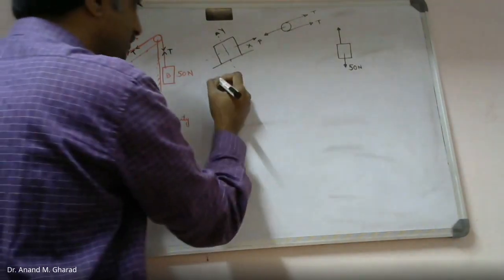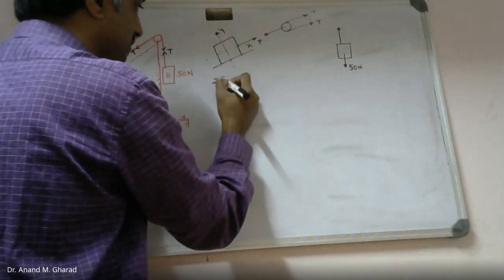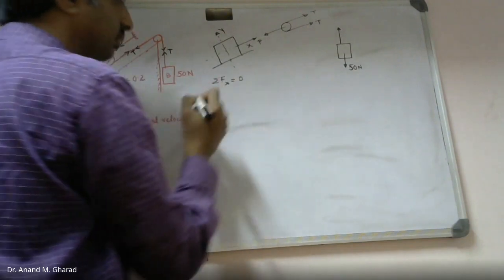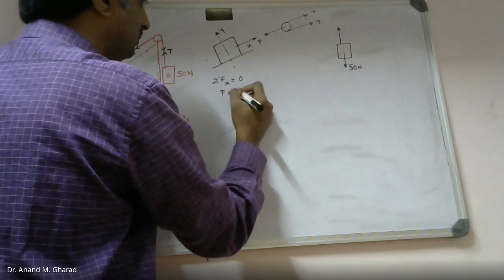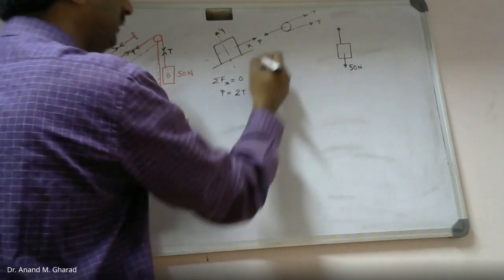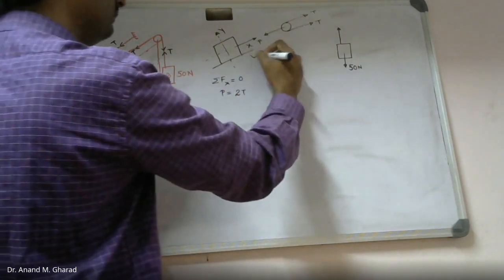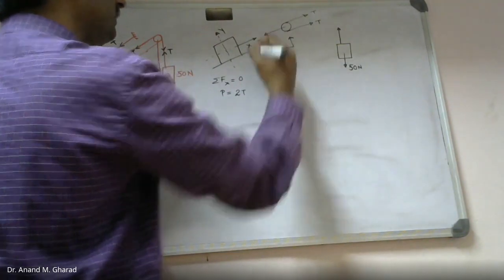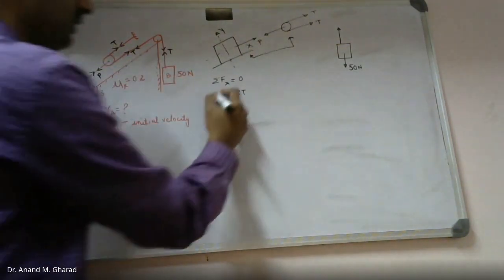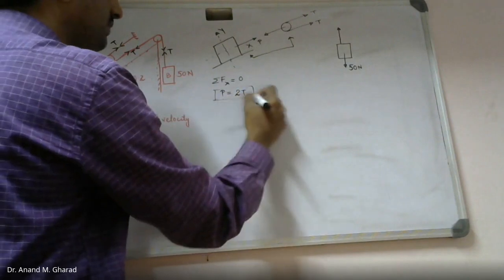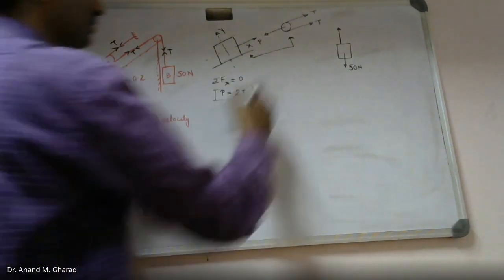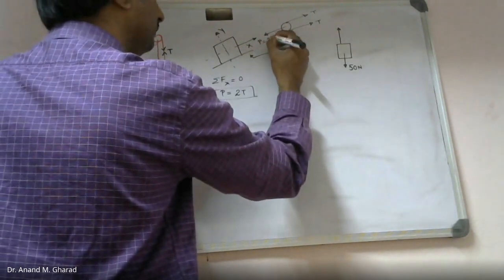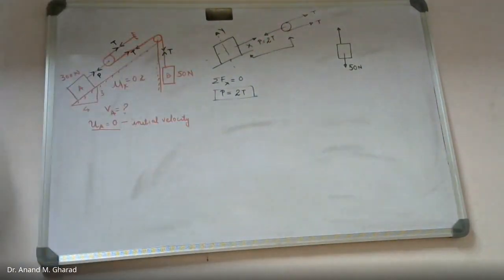And because of which, if I say summation of forces in x direction equal to 0, in that case what you will say? P is equal to 2 times T, am I right? From this, it is very much clear that P is equal to 2 times T. Okay? So this will become 2T, correct?